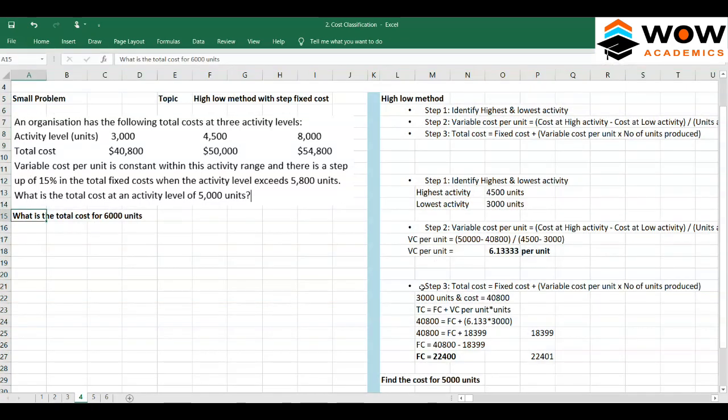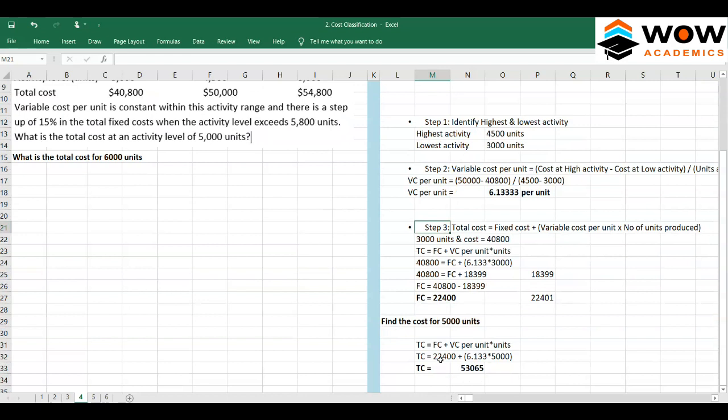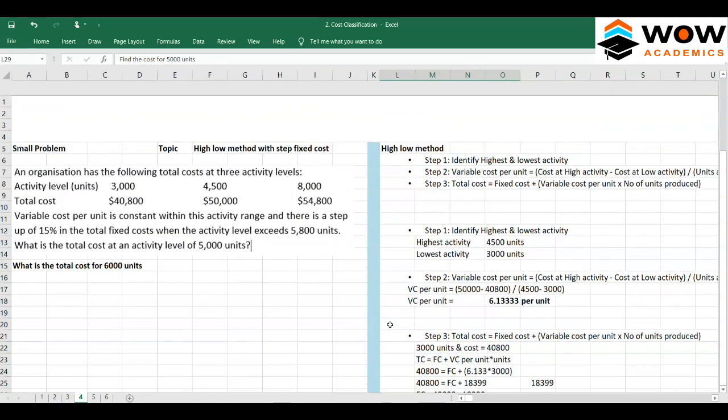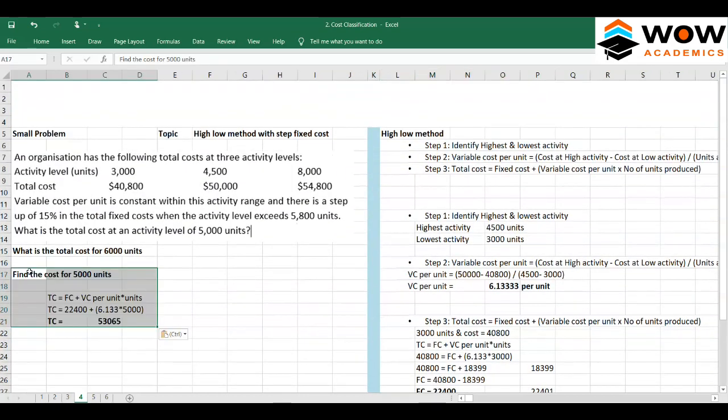Step 1 is the same, step 2 is the same, step 3 will also be the same, step 4 alone will change. Let's get the step 4. So find the cost for 6000 units. See, the variable cost will not change, except we have to compute for 6000 units.